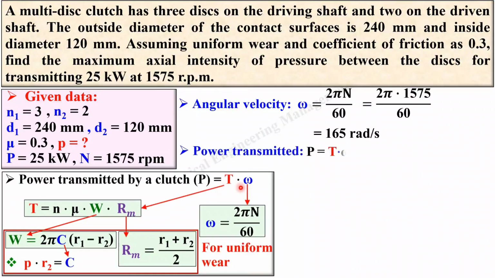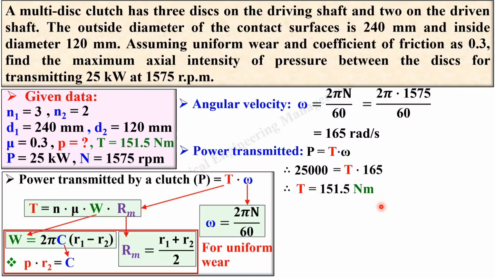Now you know that power P is equal to T into omega. We have the power, so you can put it over here. But you know that power for this formula is always in watt. So convert it into watt and put it over here. Then T is the unknown parameter. Omega, you know, is 2 pi N upon 60 and that is equal to 165. Simplify so that you will get the torque. For this equation, torque is always in Newton meter. So I have written over here torque is equal to 151.5 Newton meter.